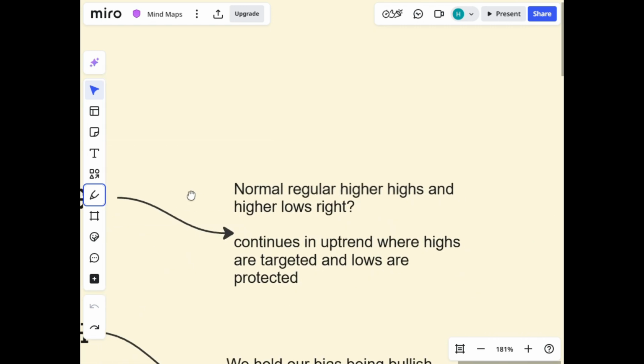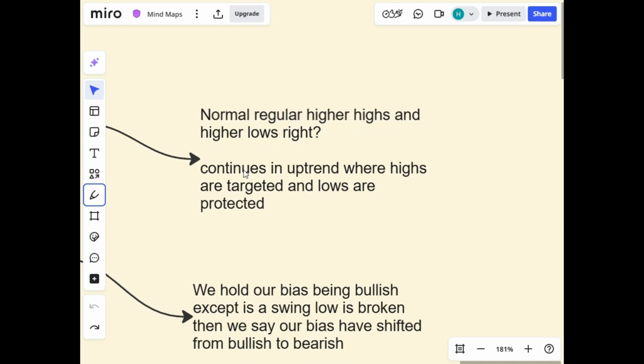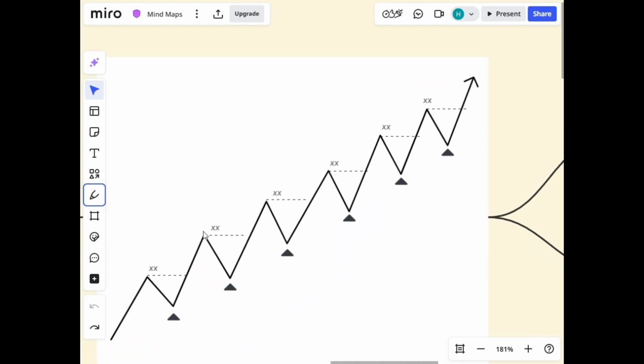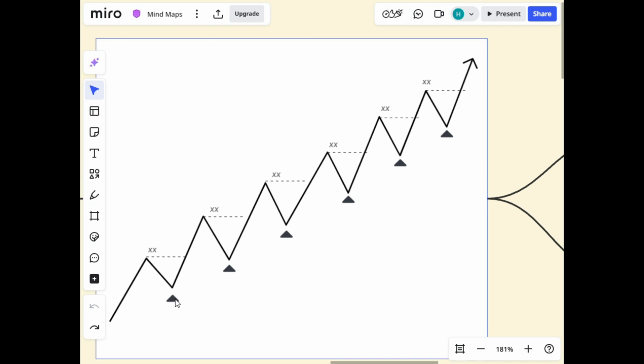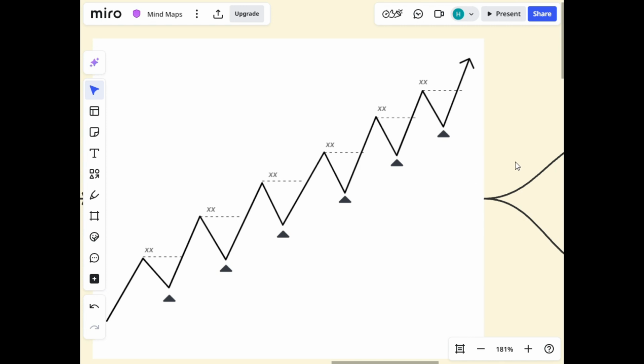So the normal analogy now, that looks like the normal regular higher highs and higher lows, right? Normally it continues in an uptrend where highs are targeted and lows are protected. Highs are targeted, taken, targeted, taken. So normally we're expecting the lows to be protected. This should be protected, should not be broken or shifted to the downside. We're expecting it to keep pushing higher and higher.